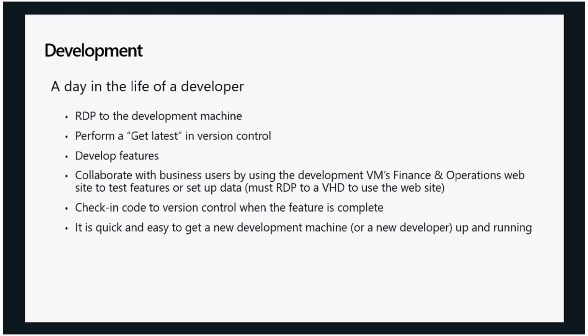A side note is that for a VHD, you have to be on the RDP to the machine to use its website. It's not available on the internet. And then the developer will check in their code to version control when the feature is complete. And it's relatively quick and easy to get a new development machine or a new developer up and running. So either you have a new developer who comes in and they need a new machine, or an existing developer wants another machine or wants to replace their machine. It's pretty straightforward, and we'll talk about some of that.